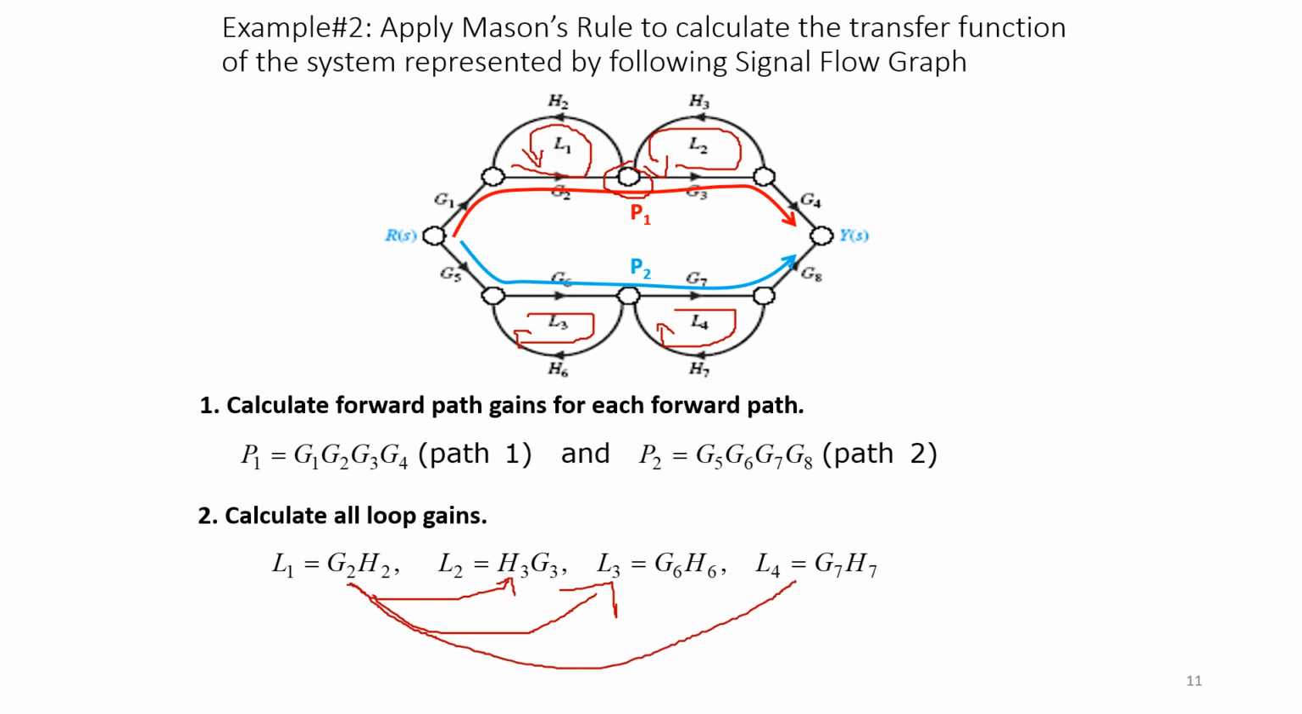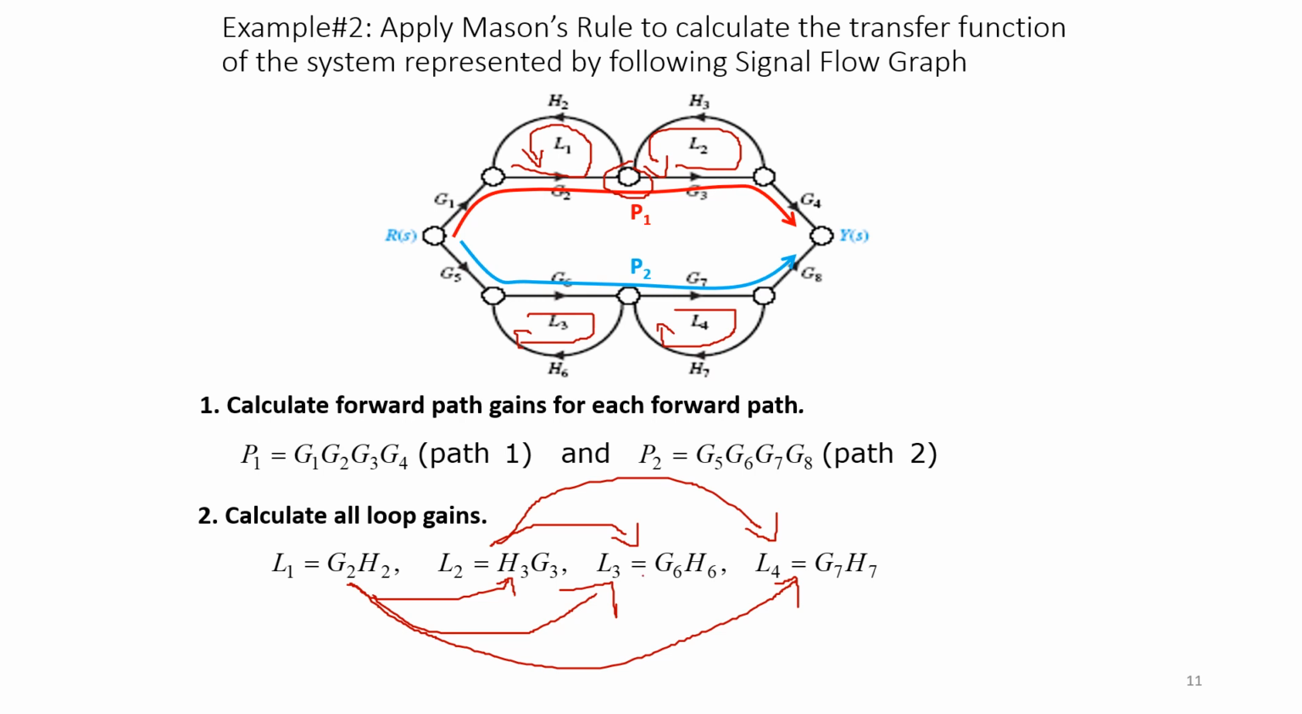Similarly, compare L1 with L4. These two also do not touch each other. So I got two non-touching loops. You need to multiply the gains of these loops which don't touch each other. Then compare L2 with L3. L2 doesn't touch L3, and similarly L2 doesn't touch L4. So here again I got two non-touching loops. So totally four non-touching loops till now.